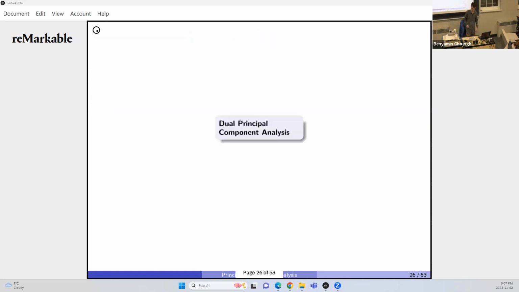Now we also talked about how to find P, the PCA subspace dimensionality. Now dual PCA. PCA is over. Now dual PCA. The previous one was direct PCA. Now dual PCA.